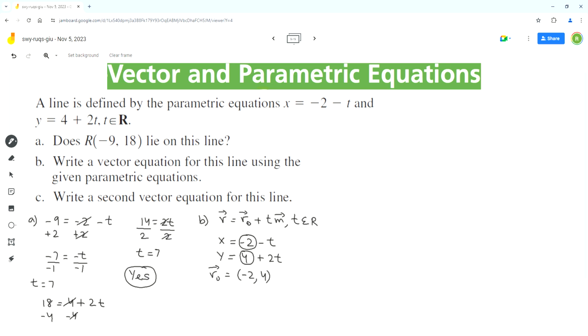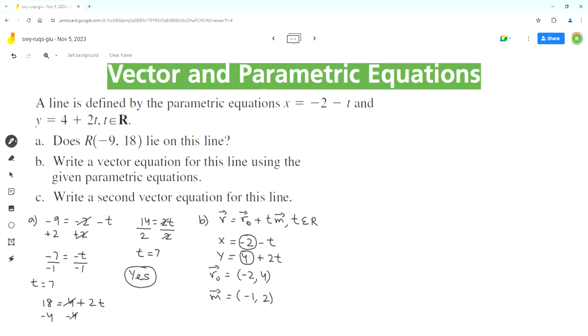Next, we can find the direction vector, and for that we need to use the coefficients of t terms in the x and y equations. In the x equation, the coefficient of t is -1. So that's the x component of this direction vector. And in the y equation, the coefficient of t is 2. So that's the y component of the direction vector.